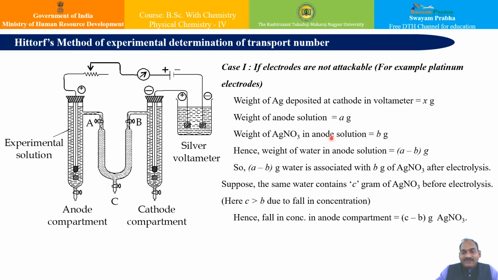Okay, let us see now the experimental measurement of the determination of transport number. There are two very famous methods for this. The first is known as Hittorf's method of experimental determination of transport number. You can see here the experimental assembly of Hittorf's method. It seems very interesting, as we have seen previously the migration of ions.